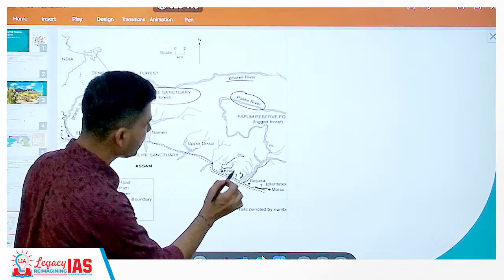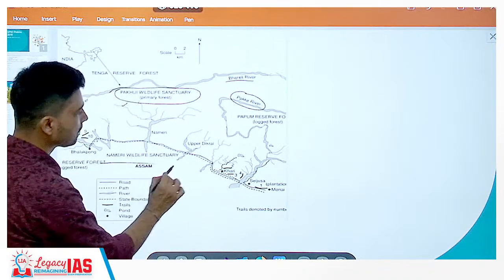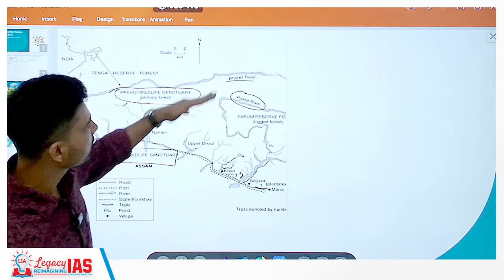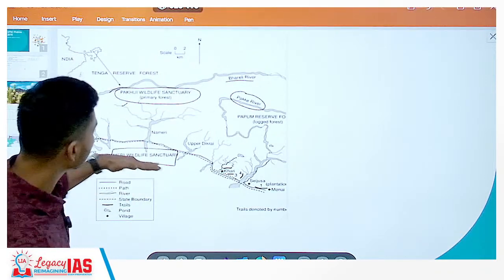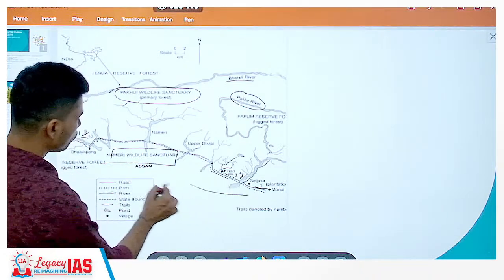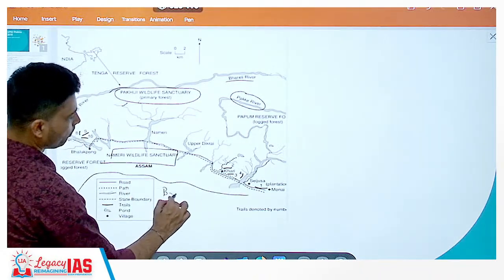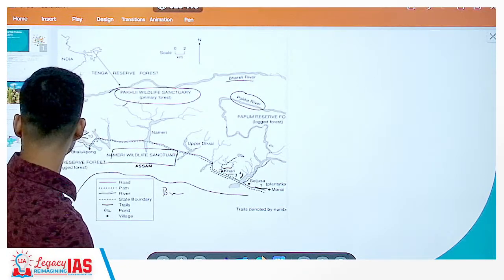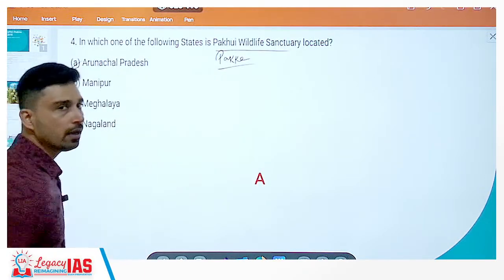And on the lower side, you can see we have another sanctuary, that is Nameri Wildlife Sanctuary. These sanctuaries are situated between the Bhareli River in the north and the Pakke River in the south. And further south, you have the river Brahmaputra as well. So that is a simple, straightforward question. The correct answer is A, Arunachal Pradesh.